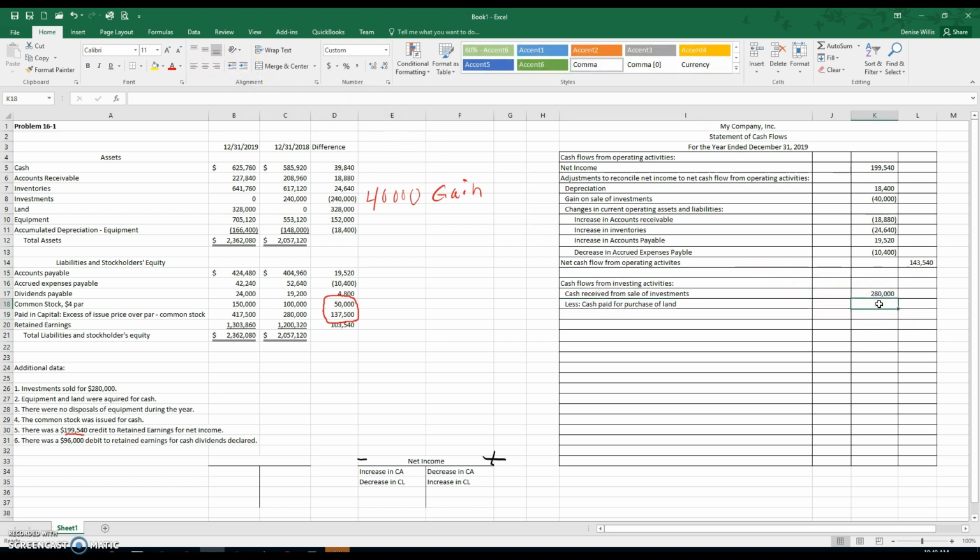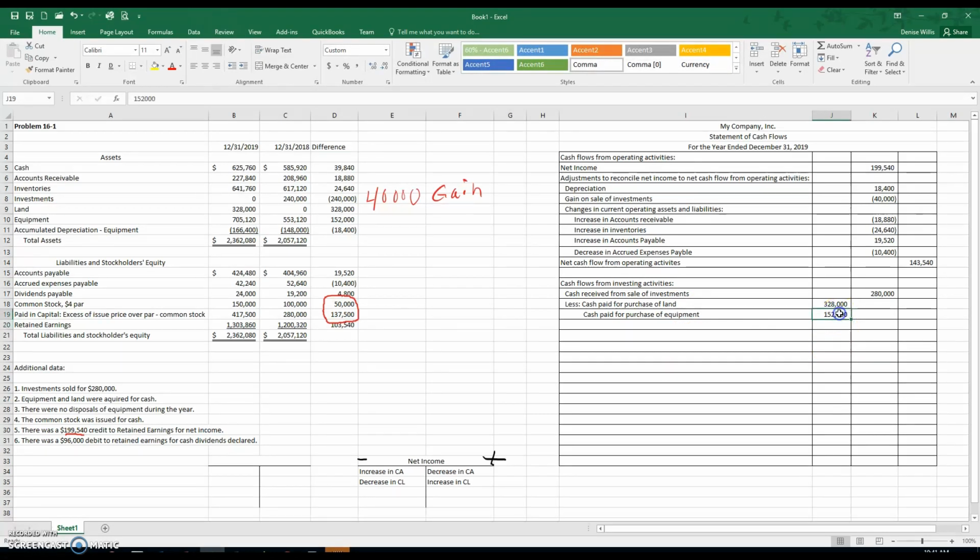We used, let's see, what was it? $328,000. It was zero. It's now $328,000 land. That is the amount that we paid for our land. Okay. Now the other one, we also bought equipment. So cash paid for purchase of equipment. We spent, how much here? $152,000. You see that's the amount it went up, purchasing additional equipment.